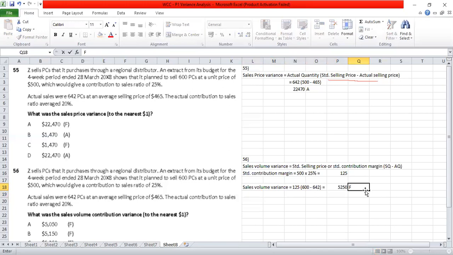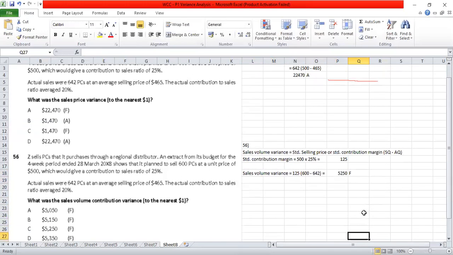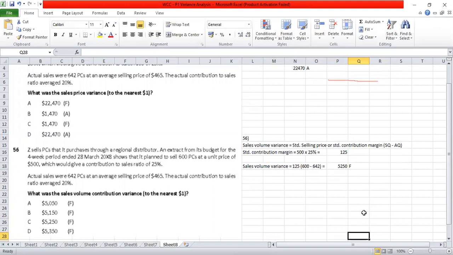This one would be favorable. 5,250 favorable. Why? Because the actual selling price is more than the standard selling price.